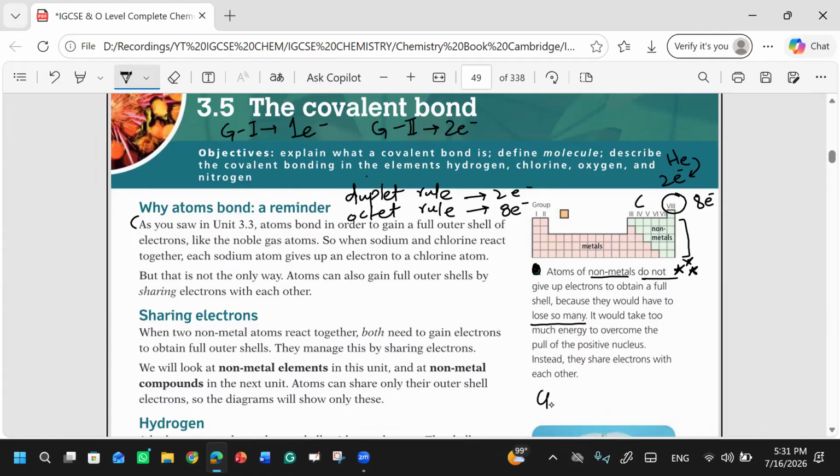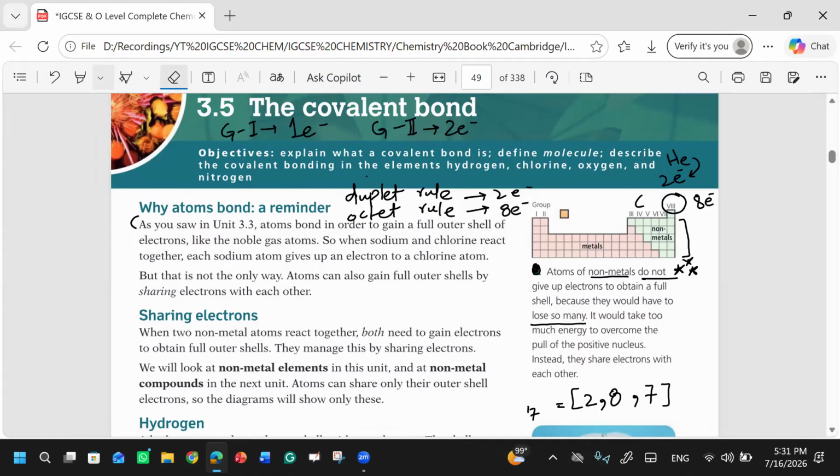In the chlorine valence shell, chlorine is 17, so it is 2, 8, and 7. If it wants to lose, how many electrons should it lose? No, in the valence shell it has 7 electrons, so it has to lose 7 electrons. That's why chlorine does not lose, because it has to lose so many. This is what they are saying, that non-metals usually don't lose electrons because they will have to lose so many.